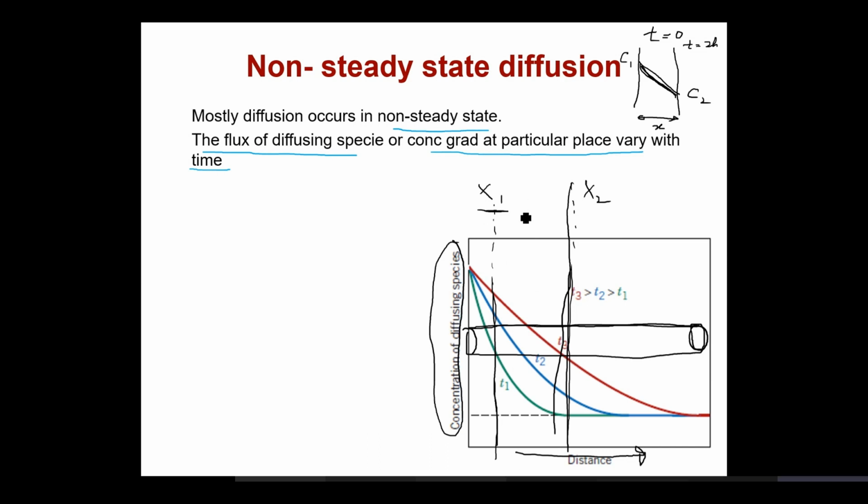With regards to distance, the concentration is changing. But with regards to time, the concentration is also changing. For this distance x1, at time t equals t1, this is the concentration C1. At time t2, this is the concentration C2. And at time t3, this is the concentration C3. So with regards to time, the concentration at a particular point is also varying. This is a non-steady state diffusion problem. Is this point clear? Yes sir. All right.